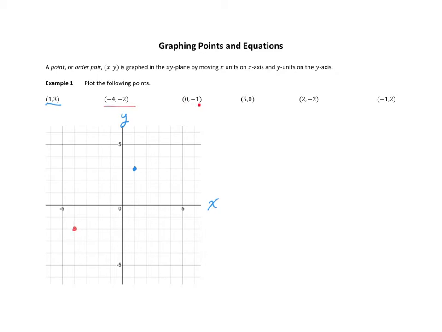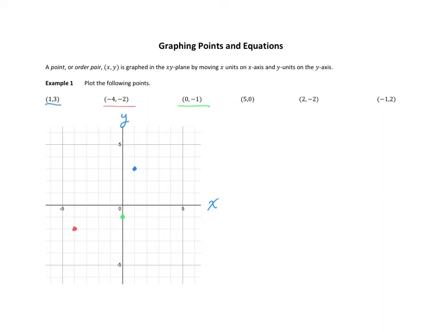So here is 0, -1. Where is this located? So again, we start here at 0, 0, the origin. Now we're not going left or right in the x direction, so we're done with that. But now we go down 1. And so this point is located right here.